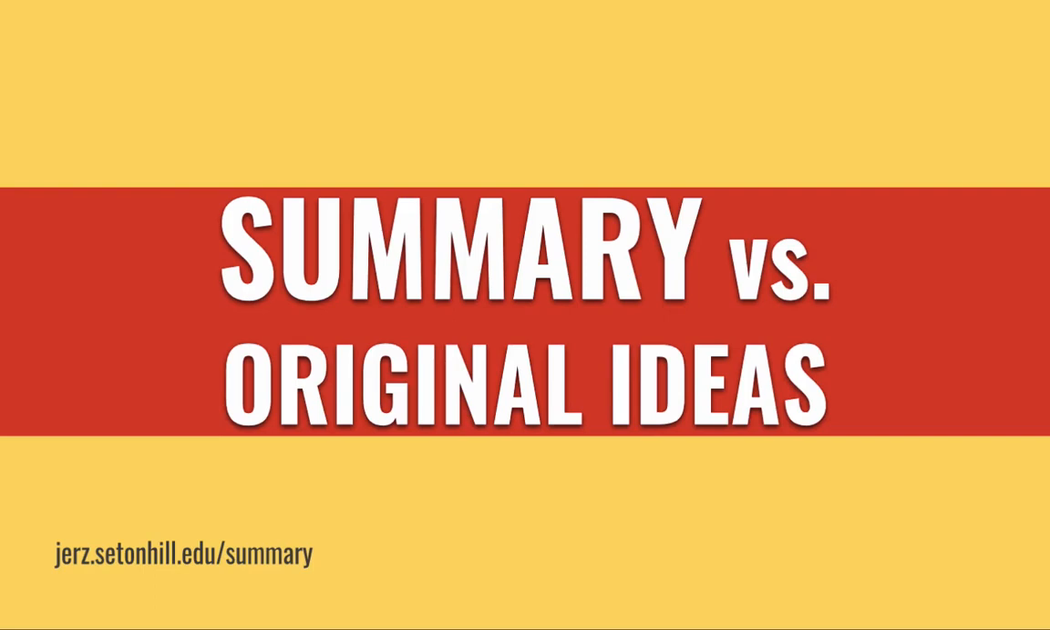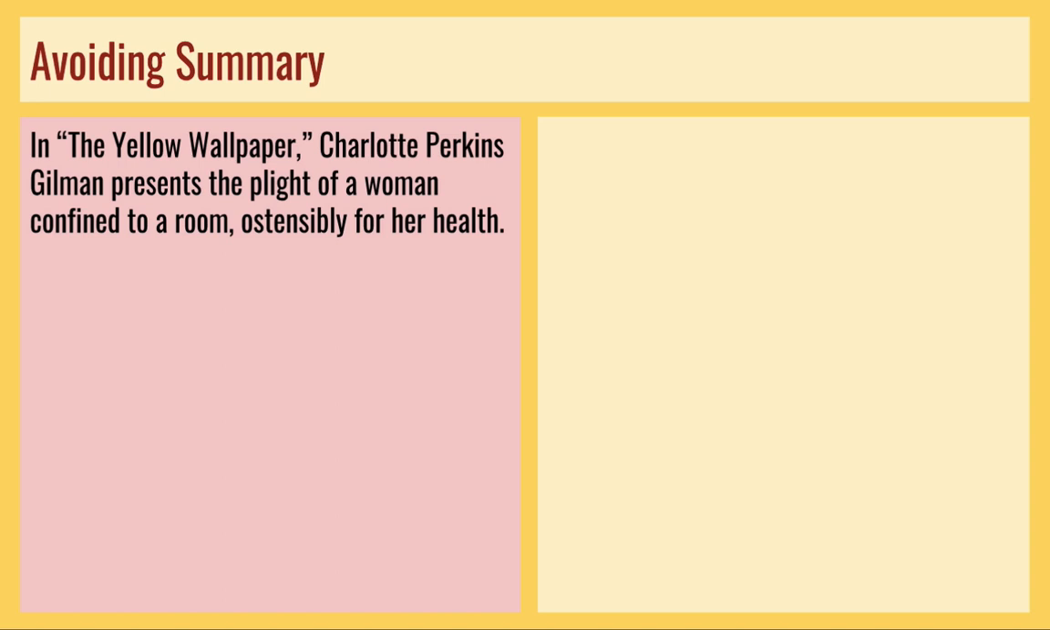Let's talk for a minute about the difference between summary and original ideas. I'm going to start with some examples from a literature class, but summary is not just a problem in literature classes. It happens in a lot of different disciplines. Here's a perfectly good sentence that summarizes what happens in the short story The Yellow Wallpaper.